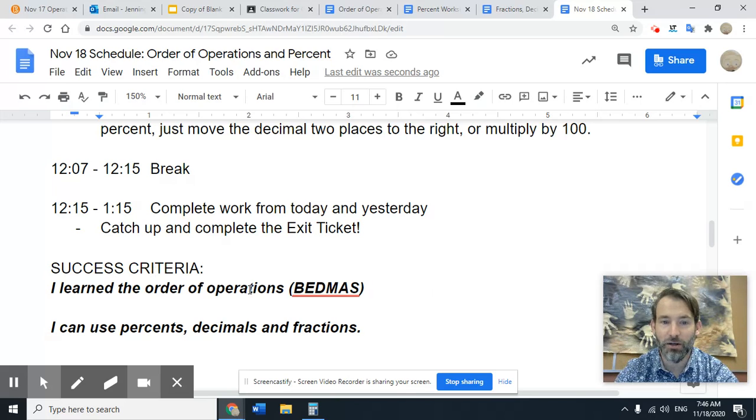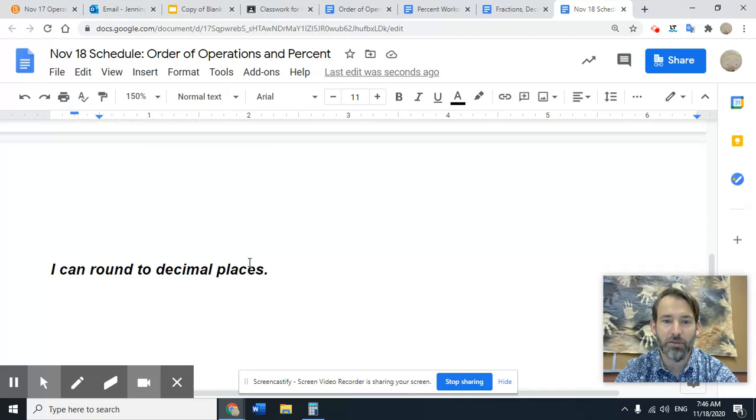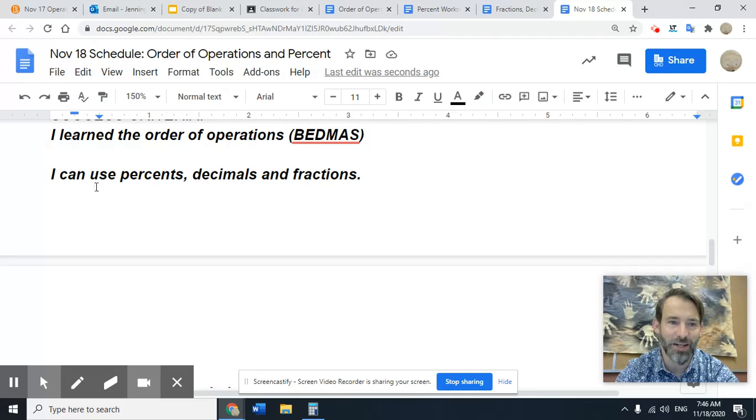Our success criteria for today: if you have learned the order of operations, if you can use percents, decimals, and fractions, and you can round to decimal places, then you've been very successful today.